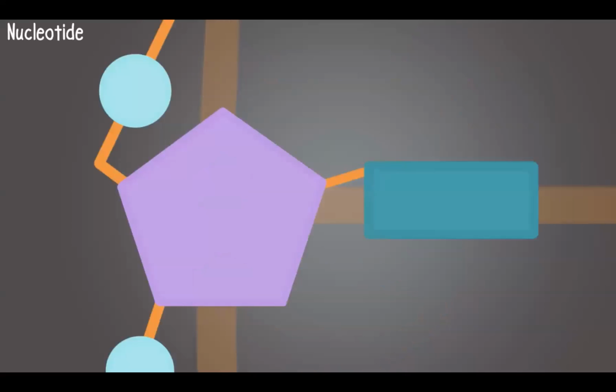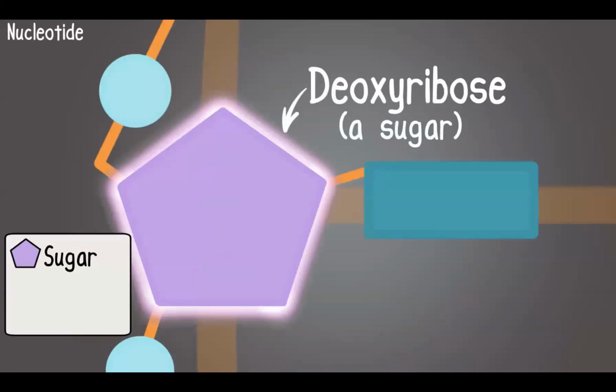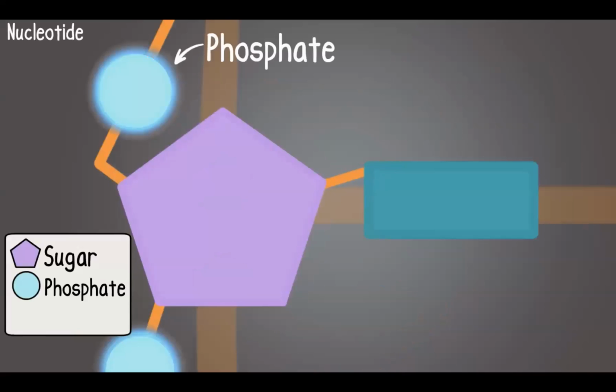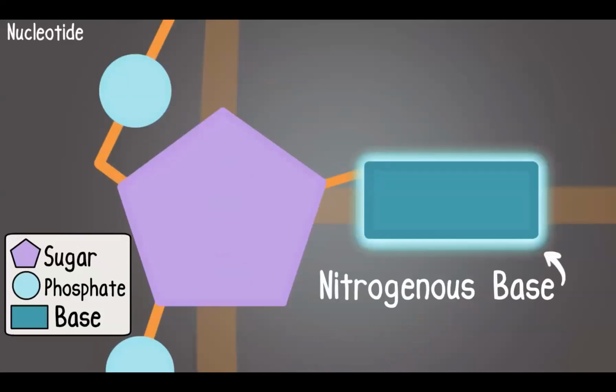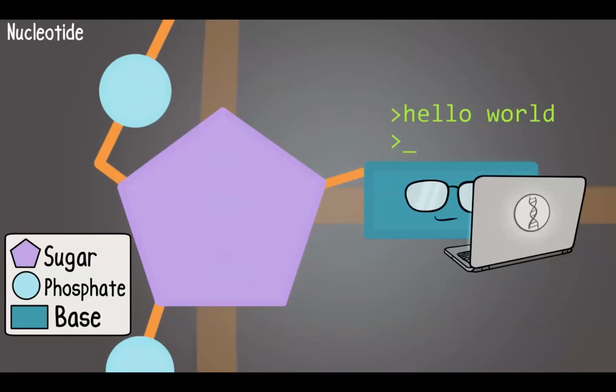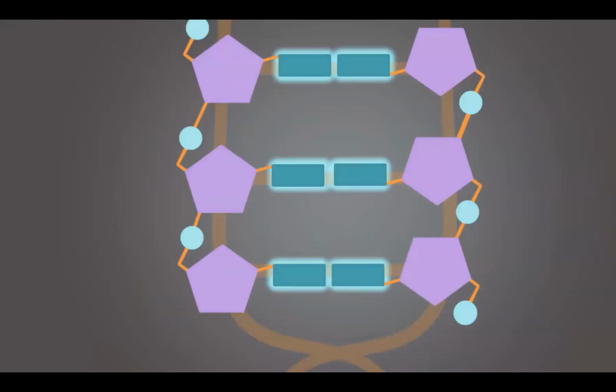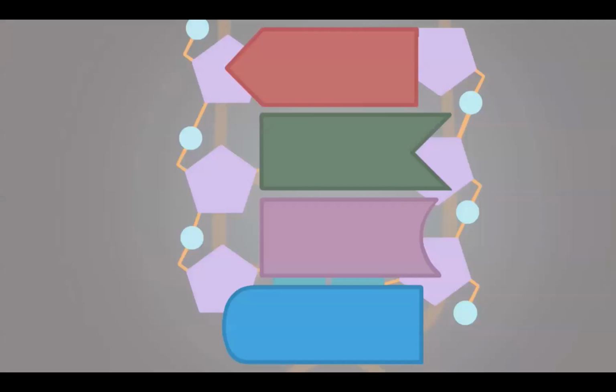Nucleotides have 3 parts. One of them is a sugar called deoxyribose. One of them is a phosphate. We sometimes say DNA has a sugar phosphate backbone. But the most important part of the nucleotide is the base, because the sequence of the bases can actually code for traits. So as far as the bases go, there are 4 types of bases in DNA.